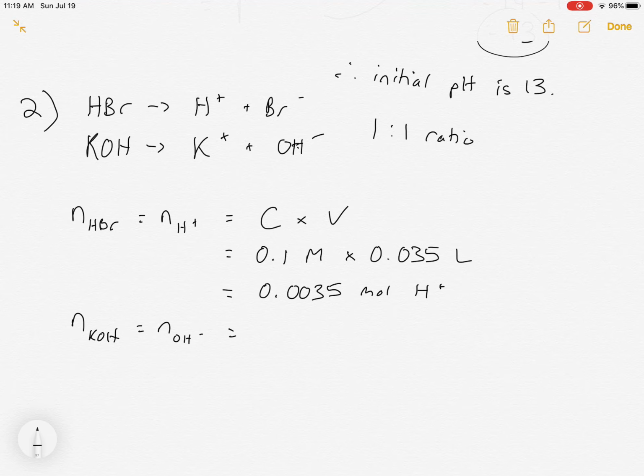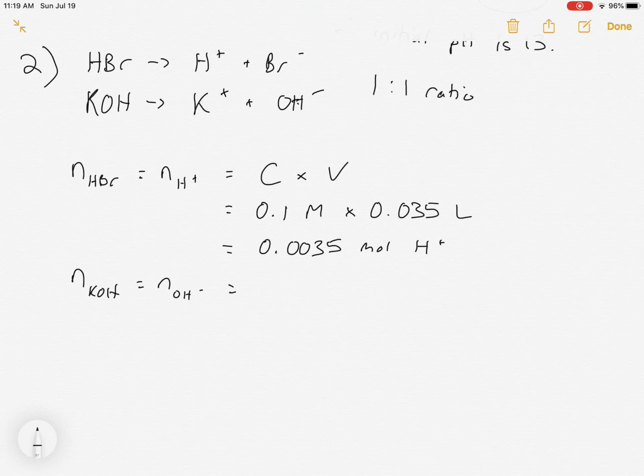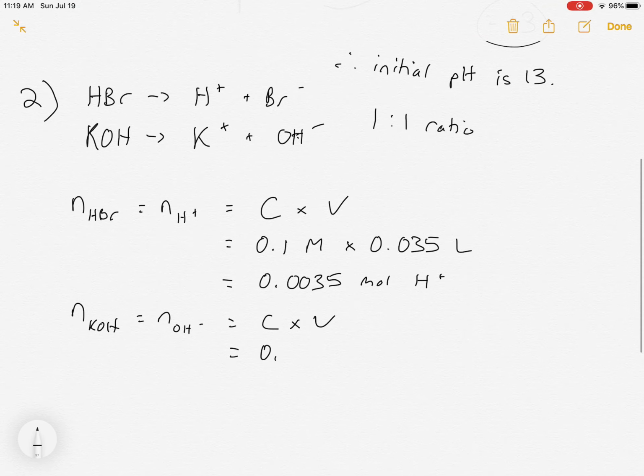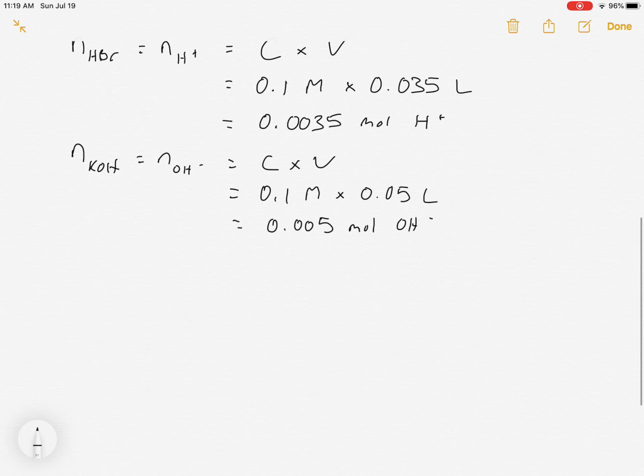And then if we want the moles of the hydroxide ions, which again we know because it's a 1-to-1 ratio, it's the same thing, concentration or the molarity times volume, which is also 0.1 molar, times 0.05 liters, because we had 50 milliliters there. And in that example, we get 0.05 moles of hydroxide ions.